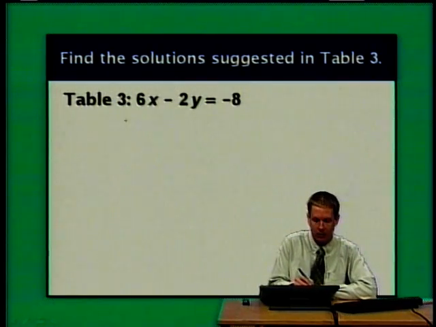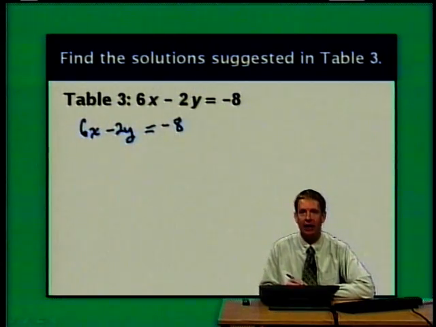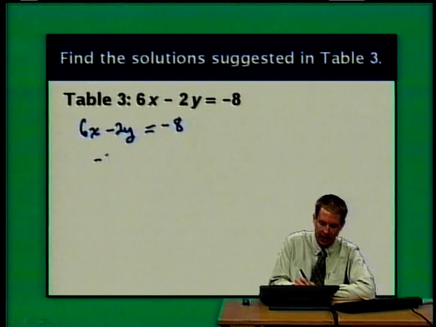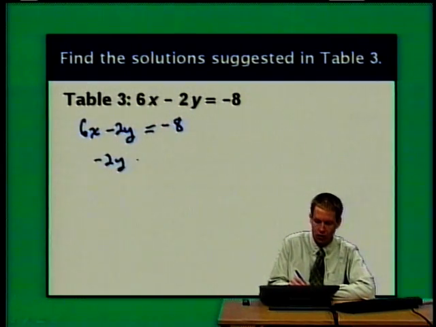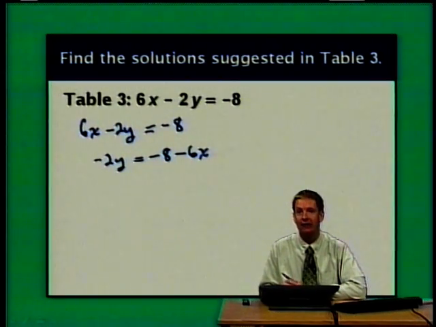So I'm starting with 6x minus 2y equals negative 8. I want to isolate y. I'll begin by subtracting 6x from both sides of the equation. That gives me negative 2y equals negative 8 minus 6x. Now to completely isolate y, I need to divide both sides of the equation by negative 2.